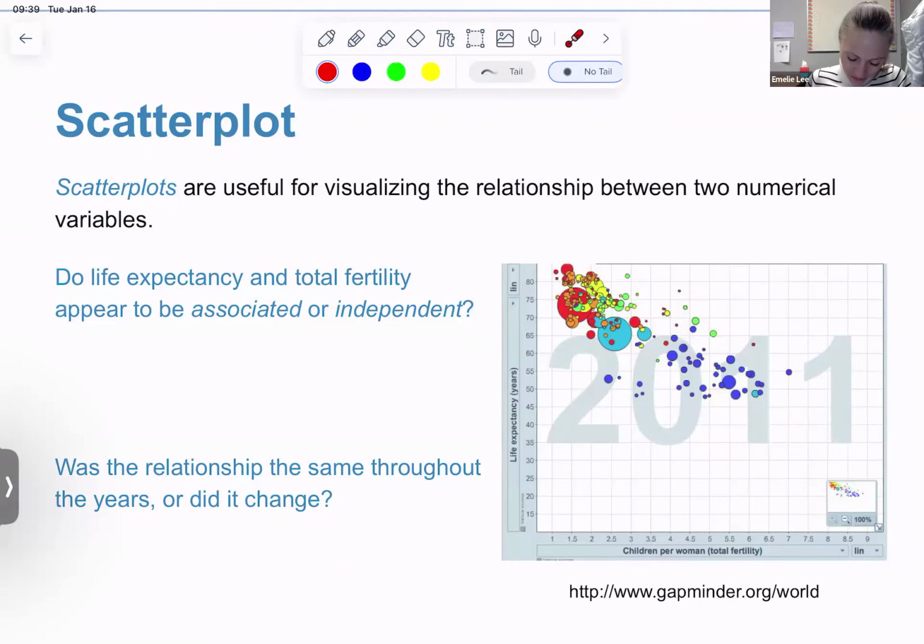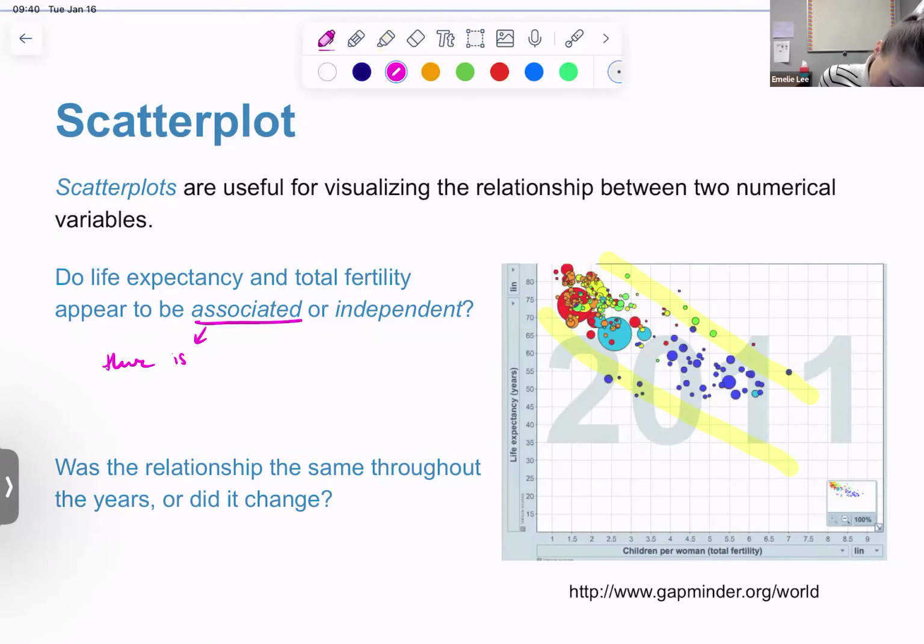And so when we're looking at these numerical variables here, right, remember we talked about, okay, does it look like I've got some sort of general pattern here? Yes, it does. And so what does that mean for us? It means, do life expectancy and total fertility appear to be associated or independent? And so we said, well, they appear to be associated, right? There is a relationship.